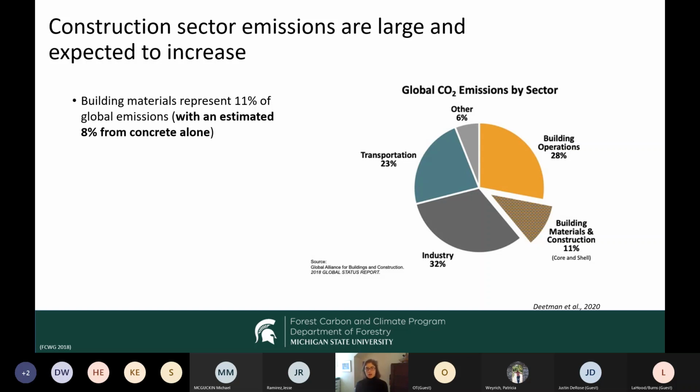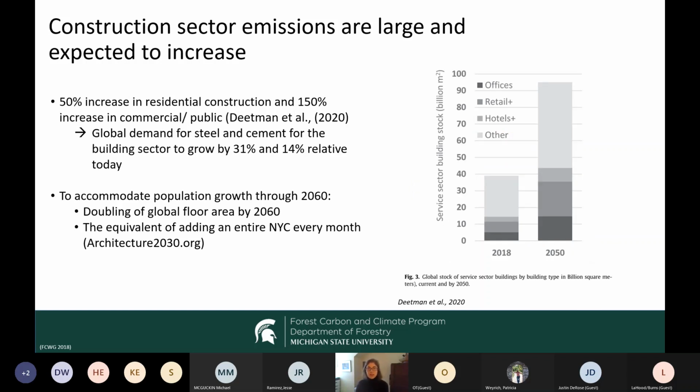So this is just a snapshot of global construction emissions as they currently stand. These are 2018 numbers. Building and construction materials represent 11%. That's distinct from, as you'll see, building operations, heating and cooling and so forth. But the materials themselves, the production and manufacture of those materials, is 11% of global emissions, and 8% of that is coming from concrete alone. So this is currently a huge source of carbon emissions, expected to increase relatively dramatically.